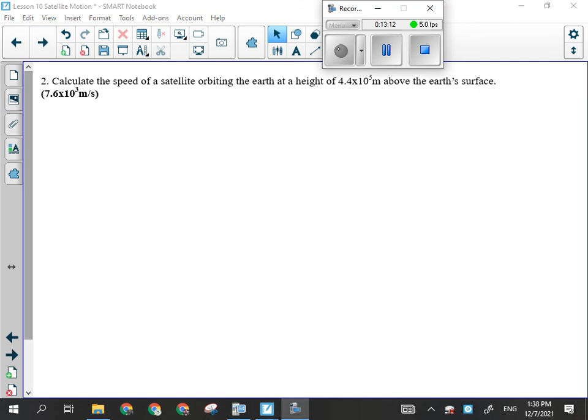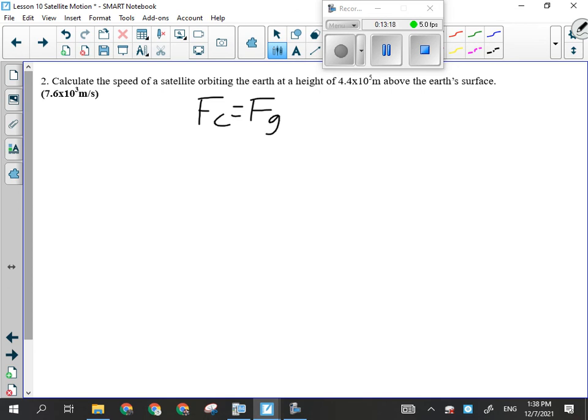Okay, so as soon as we see the word satellite, we automatically go to this: FC equals FG, right? In this one, they're asking for the speed, so I know I don't have to substitute. I'll be able to just find what V is. And it's above Earth, so one of my masses is the Earth. Okay, so that's my formula.